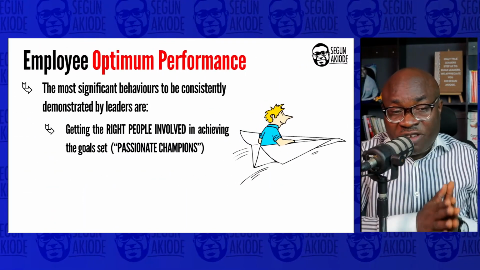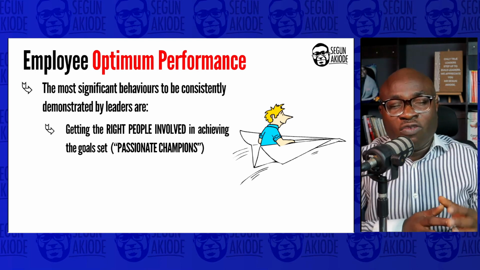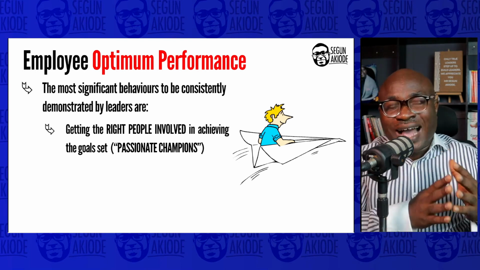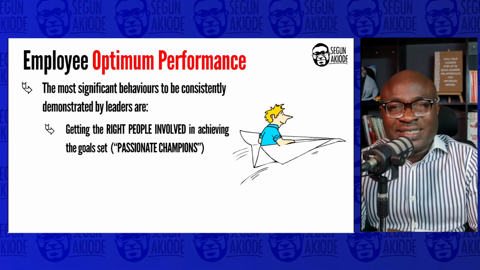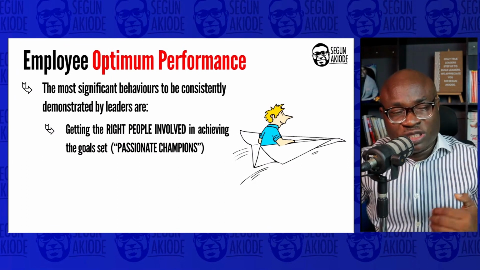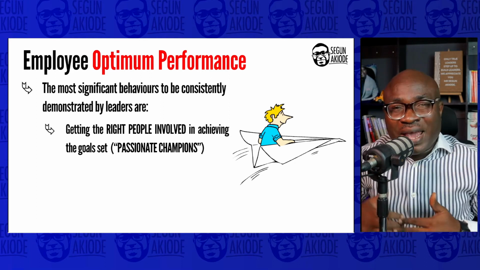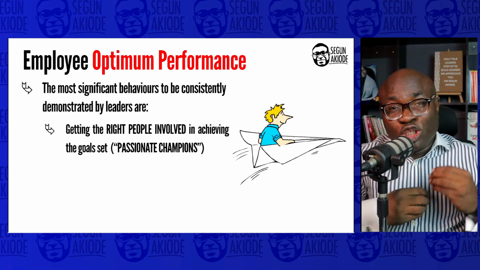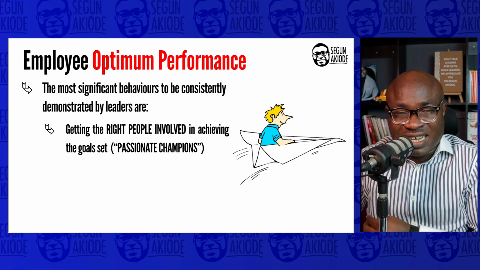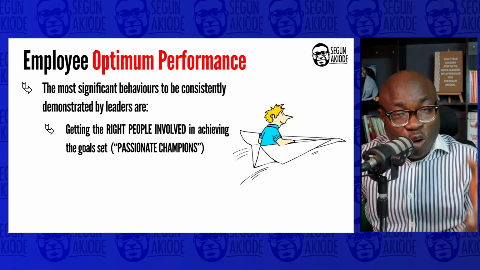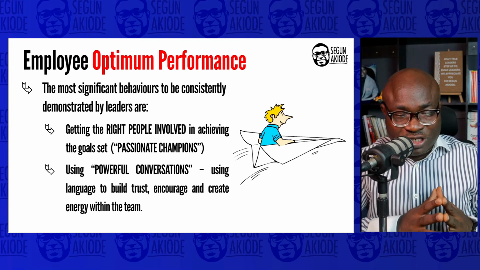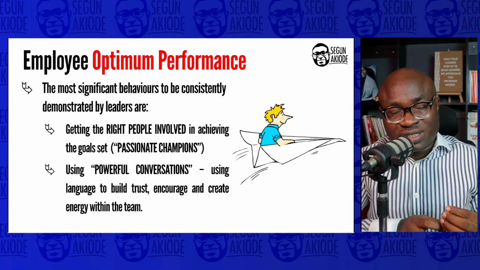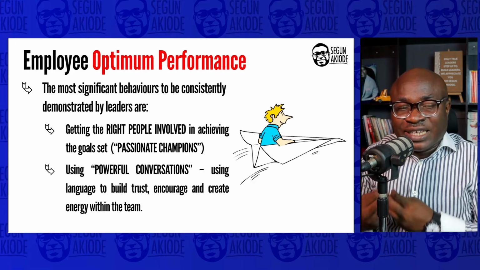The third behavior is getting the right people involved in achieving the goals, which means as a leader, you are acting as a passionate champion. After you have set the big picture, you have created the blueprint, you need to be able to get the right people. Based on the strength of the team, you are able to assign responsibility and tasks with the end goal of achieving optimum performance. The fourth behavior is using powerful conversation, using language to build trust, to encourage, and to create energy within the team. The fourth point is very, very critical.